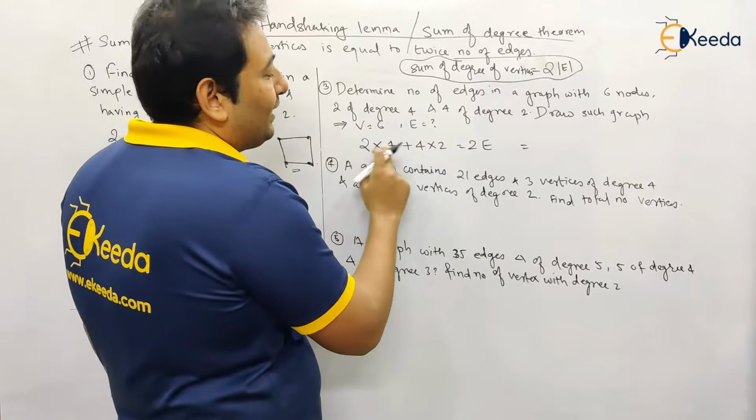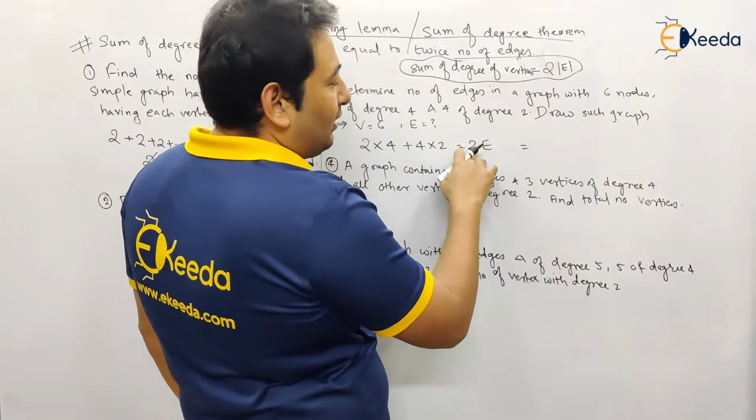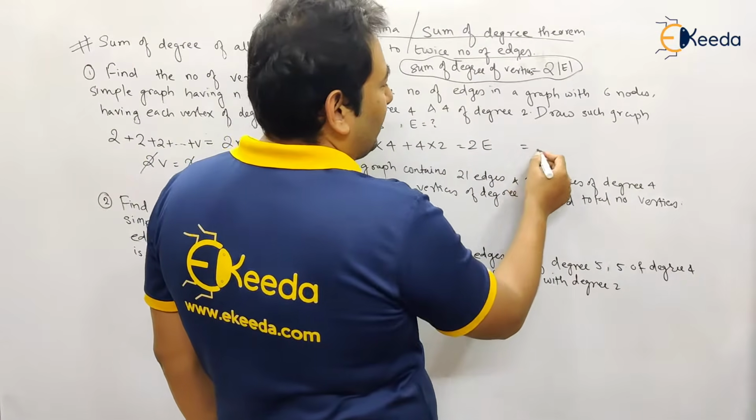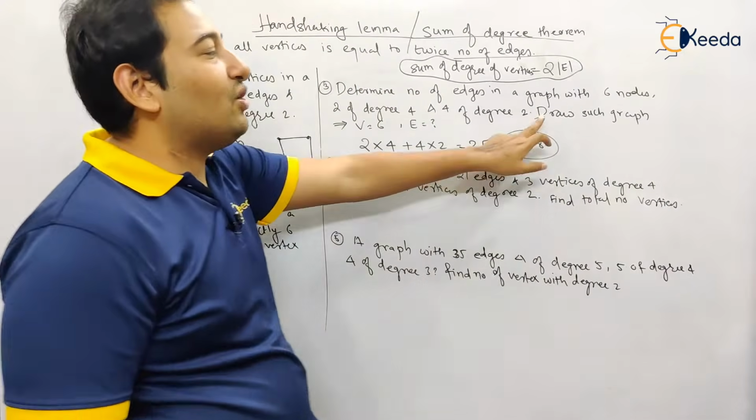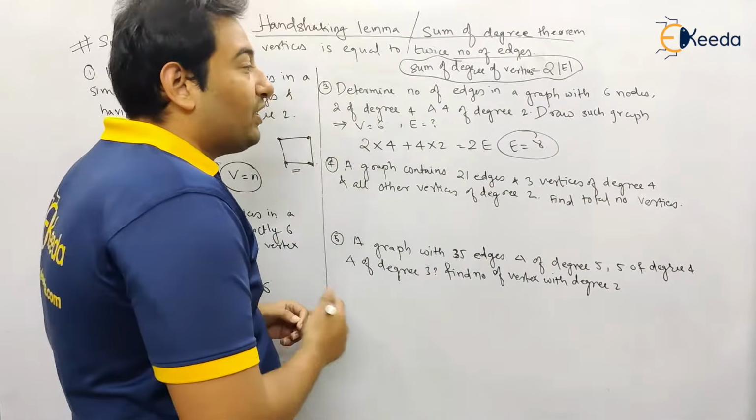So this is 8 plus 8, which is 16. Divided by 2 is 8. So E is equal to 8 is your required solution. Also, we need to draw such a graph.